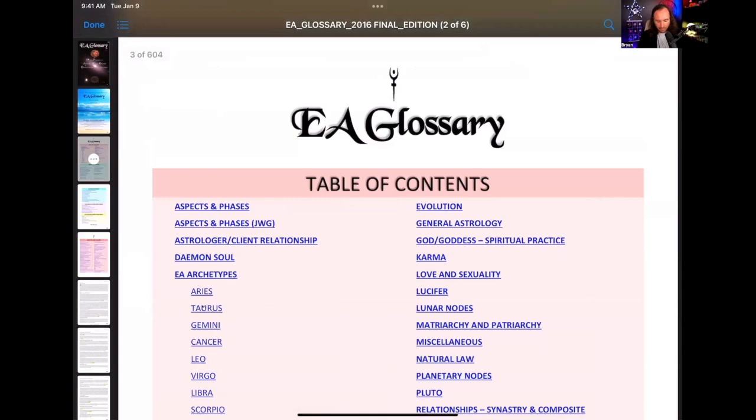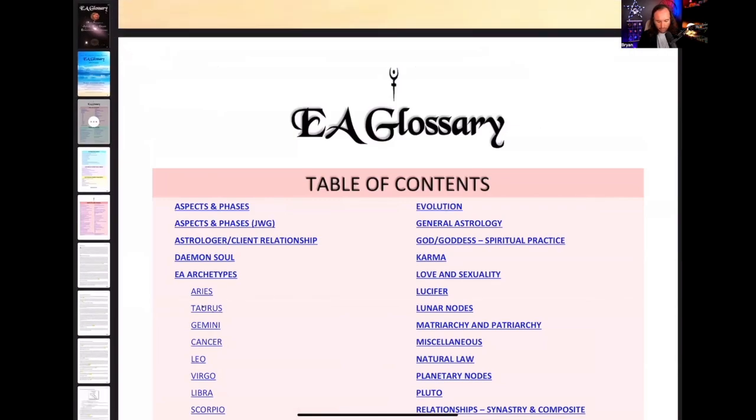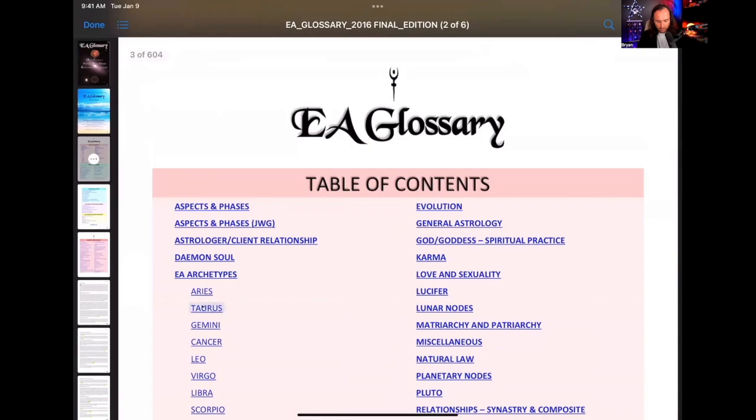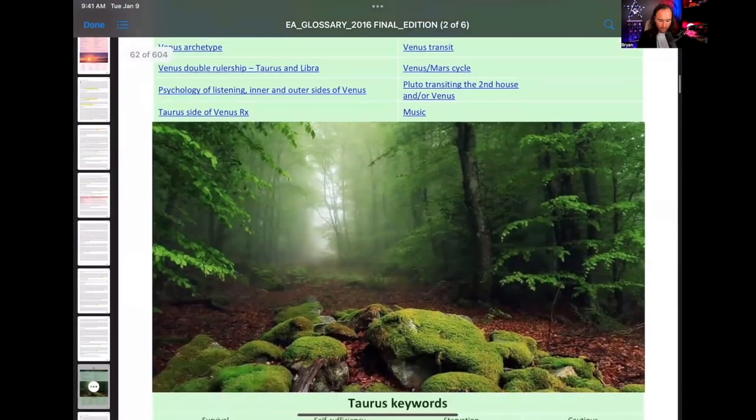Getting my iPad game worked on. It's not very good. Okay.